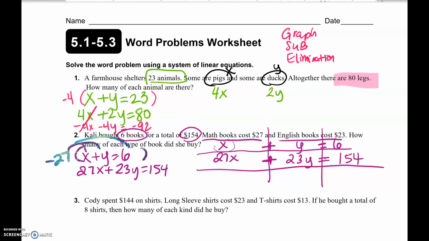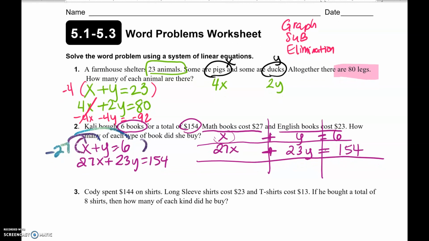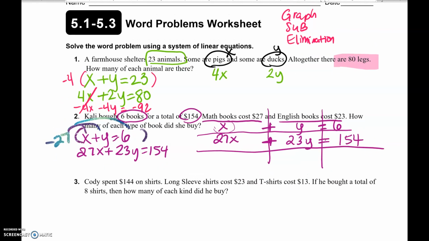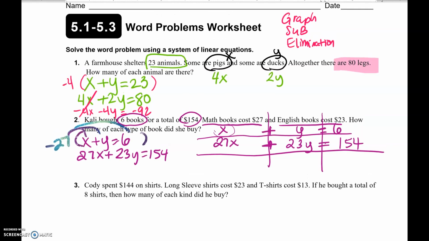Okay, I hope this helps you guys figure out your 5 word problems on your worksheet. Once you have all 5, feel free to check it in the book and then turn it in.